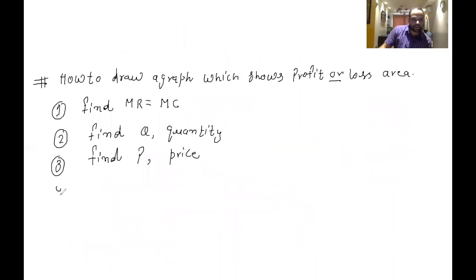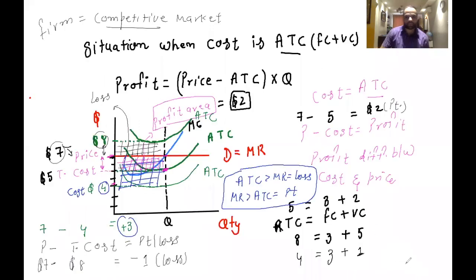Then number 4, find average total cost, right? Average total cost, which is either this or this, depends how much it is. If it's less than 7, it's below the demand curve. If it's more than 7, it's above the demand curve.